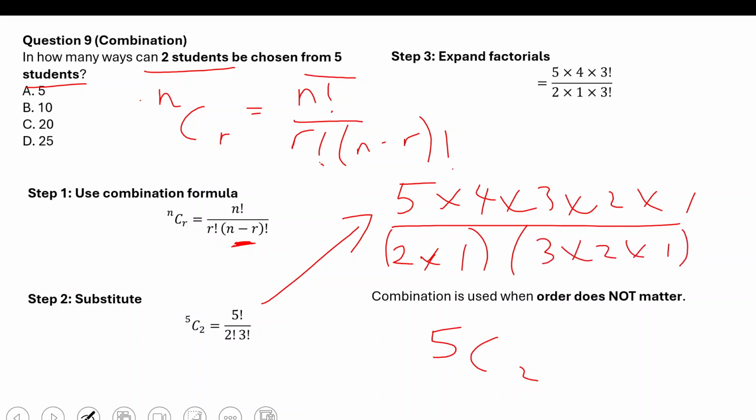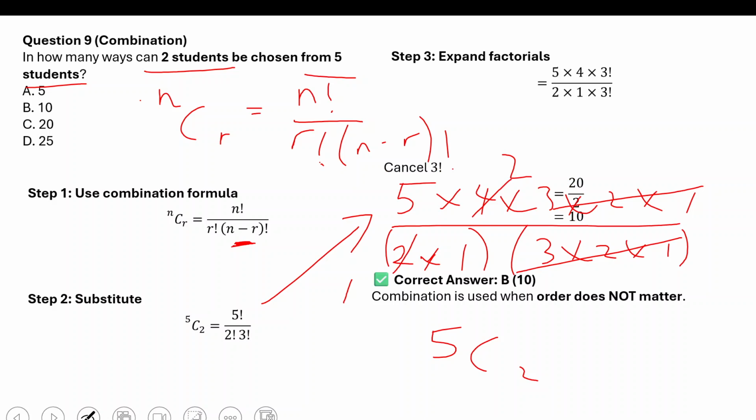So the whole of this cancels the whole of this. 2 cancels here, and this is 2. So the final answer will give us 10. So B is the answer. Okay.